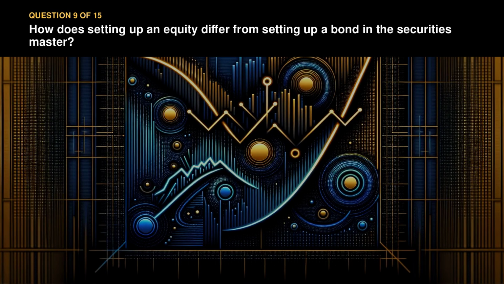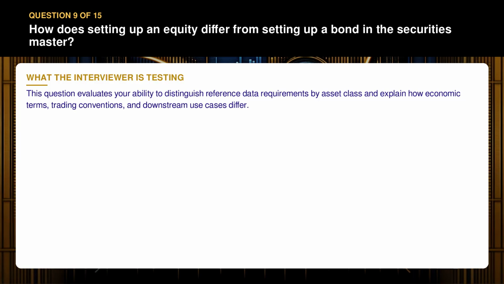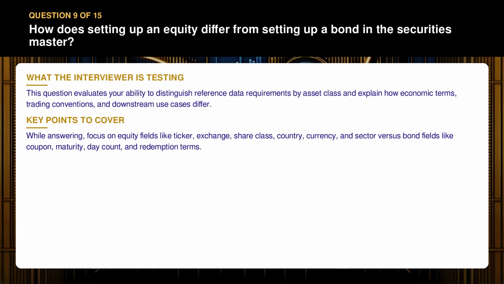Question 9. How does setting up an equity differ from setting up a bond in the Securities Master? This question evaluates your ability to distinguish reference data requirements by asset class and explain how economic terms, trading conventions, and downstream use cases differ. While answering, focus on equity fields like ticker, exchange, share class, country, currency, and sector, versus bond fields like coupon, maturity, day count, and redemption terms.